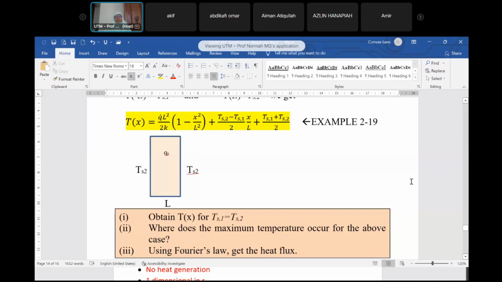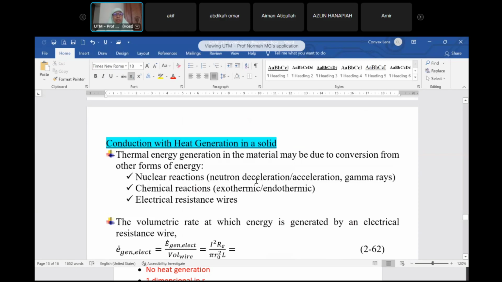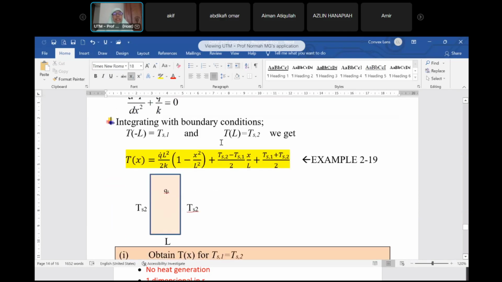For that kind of problem, this equation is one dimensional in x, steady state, with constant thermophysical properties, an isotropic material wall with heat generation. So that kind of problem, we end up with this equation.